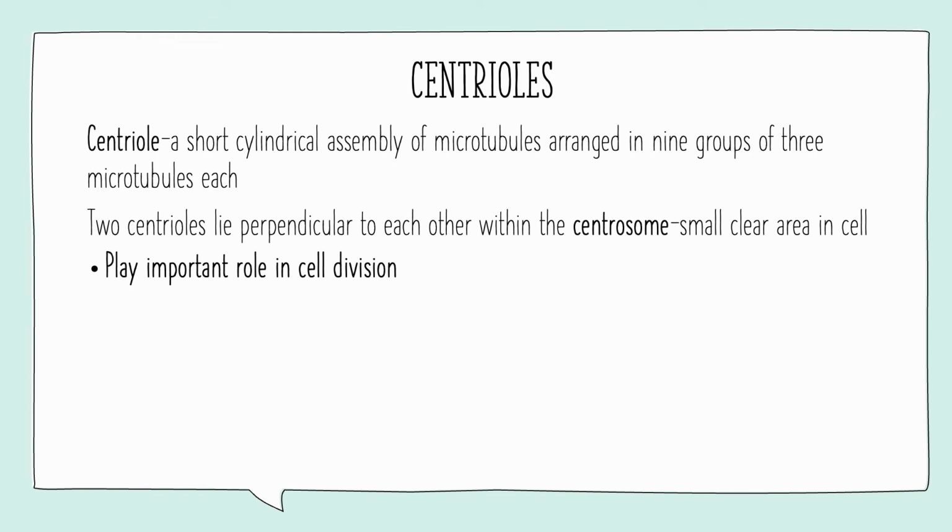Centrioles. They are short cylinder-like assemblies of microtubules arranged in 9 groups of 3 microtubules each. When you see them, there are 2 centrioles that lie perpendicular to each other within the centrosome. The centrosome is a small clear area in the cell. You'll see it's a small clear area in the cell. Centrioles play a very important role in cellular division. And that concludes cellular structure.